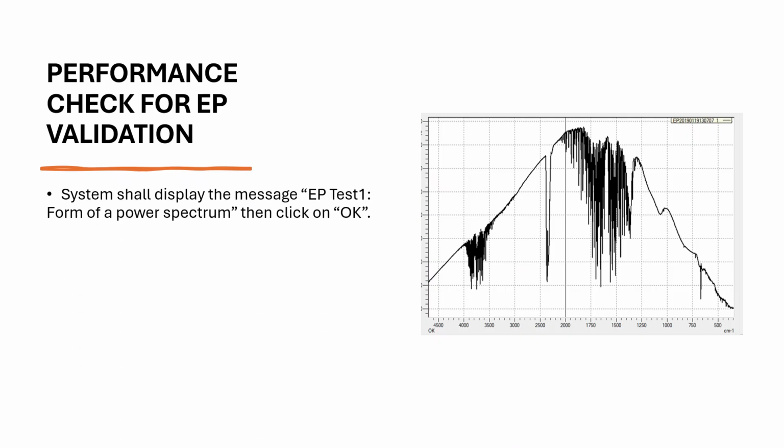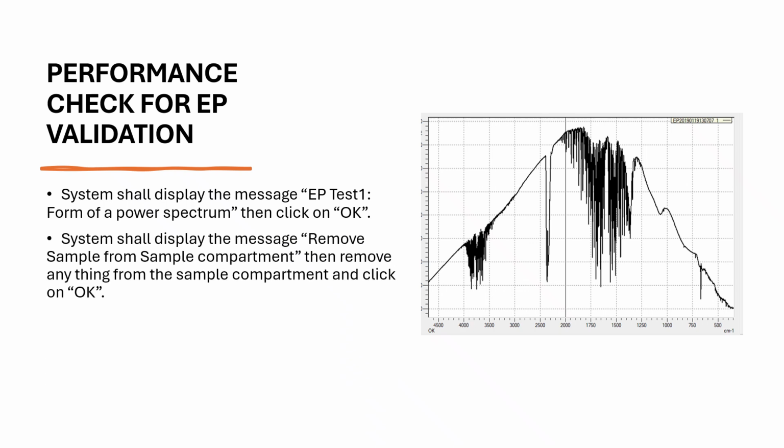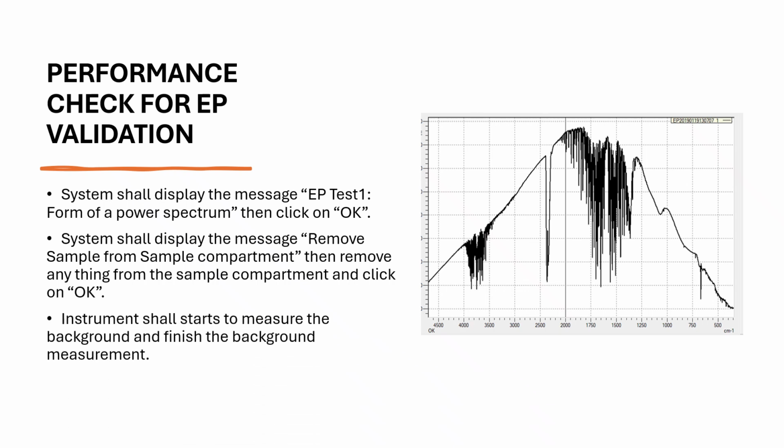Once you put in all the information and click OK, the system shall display the message, that is, EP test 1 form of power spectrum. Once you receive this message, click on OK, and then the system shall display the message, remove sample from the sample compartment. Then you have to remove anything available in the sample compartment of the FTIR instrument. Once you remove it, click on OK. Now the instrument shall start the measurement automatically.